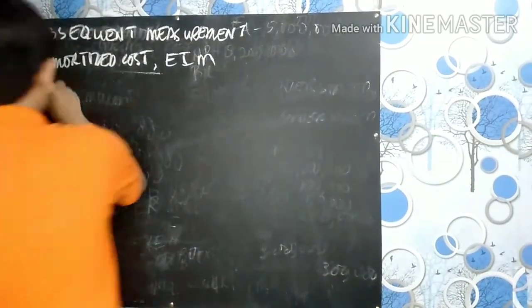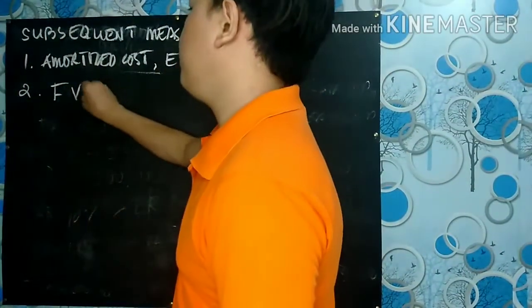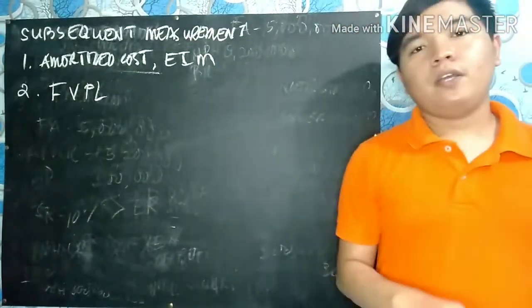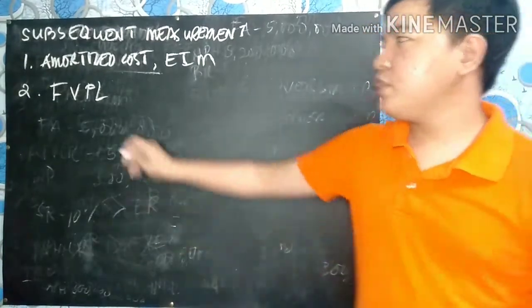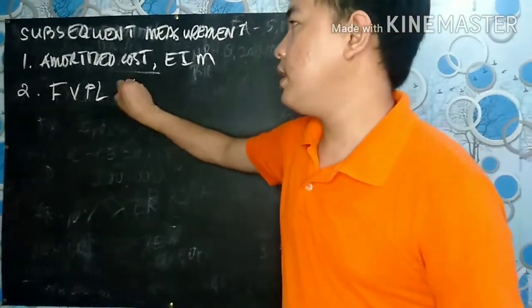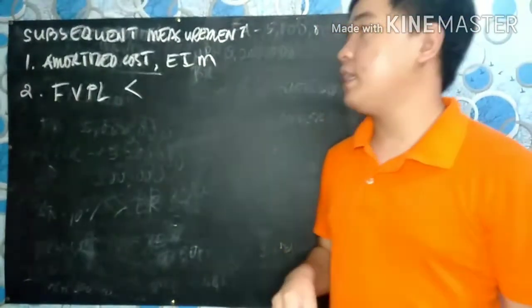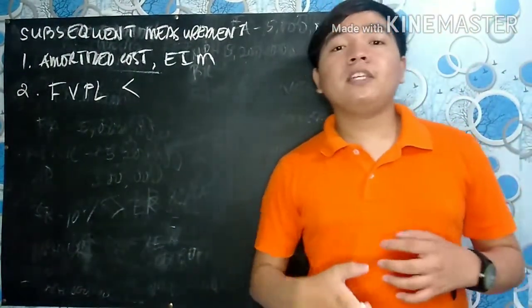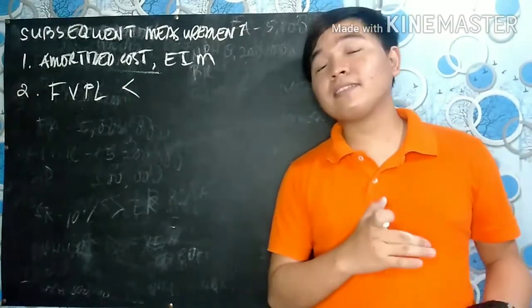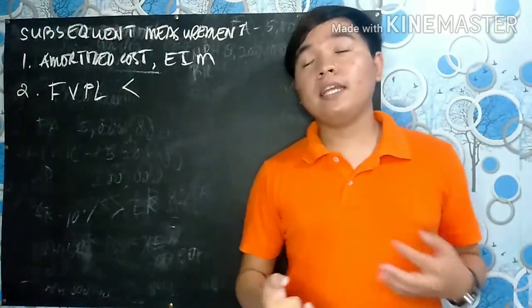Second one is the fair value through profit or loss. Let's start with the initial measurement muna. So, initial measurement, yan din yung gagamitin natin. Sabi nga natin, fair value is the net proceeds, excluding the interest.